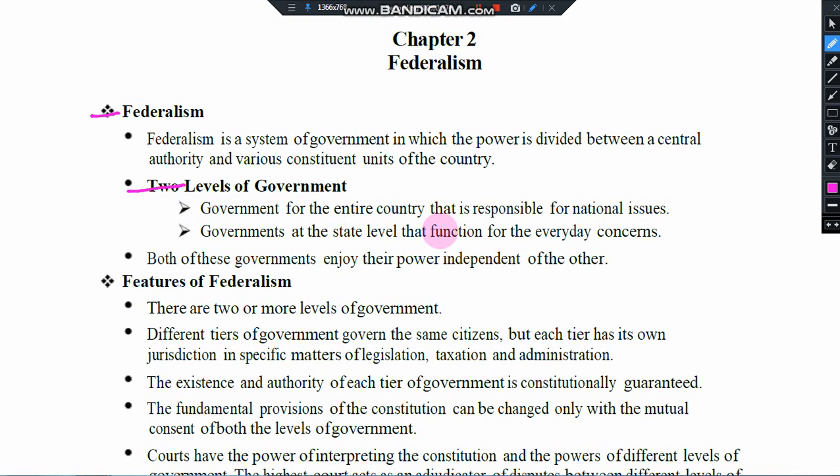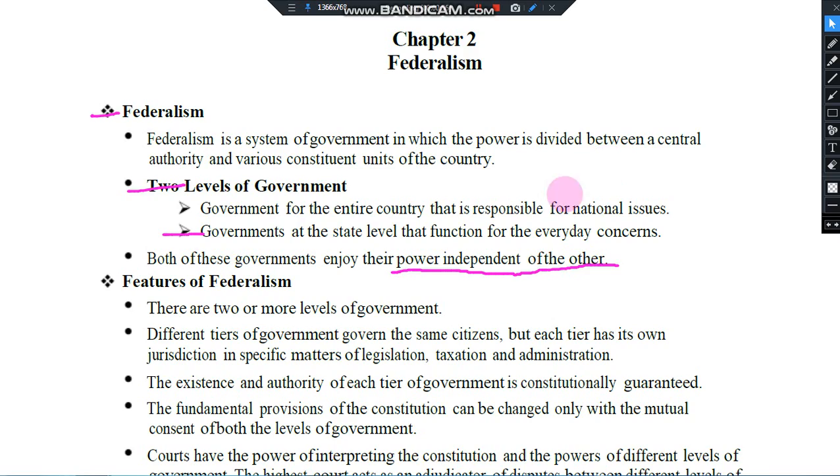First, government for the entire country, that is responsible for national issues. Example, central government in India. Second, government at the state level that functions for the everyday concerns, means whatever states are there in India. Both of these governments enjoy their power independent of the other. Now, this is the most important point. Their power is independent of the other, means no one interferes in one another's tasks.